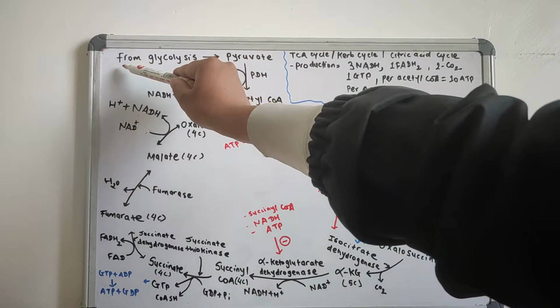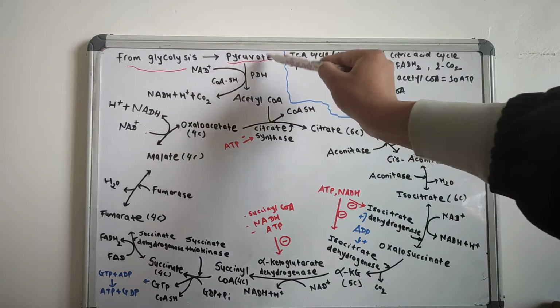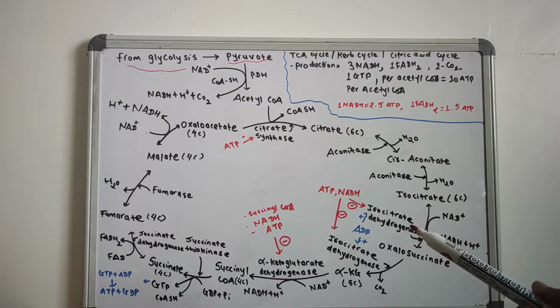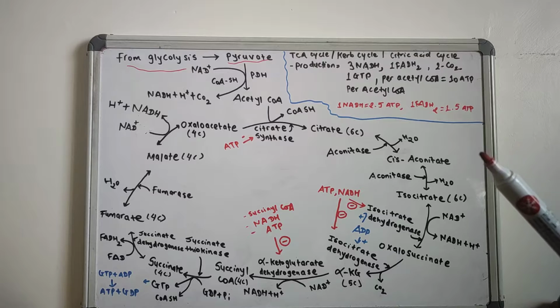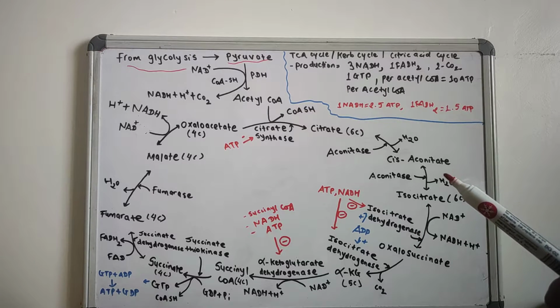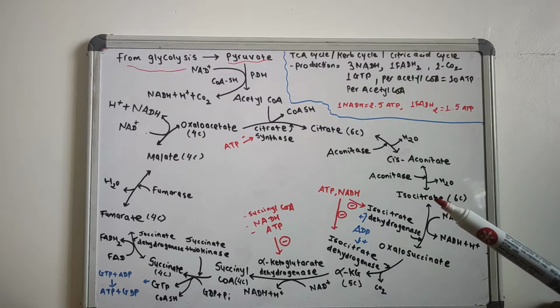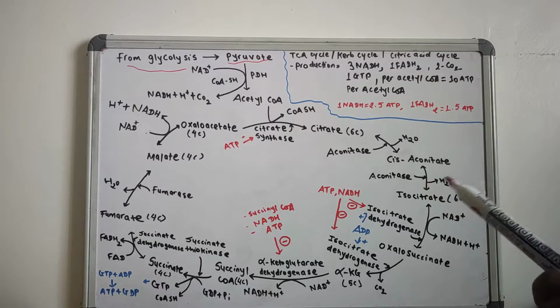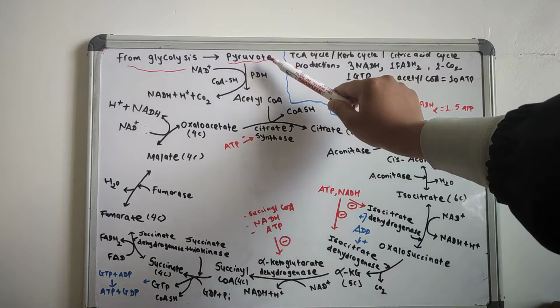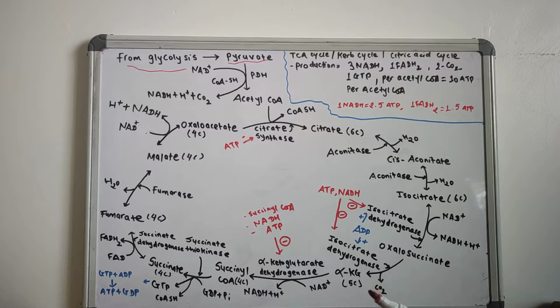From glycolysis, from the glucose molecule, pyruvate is formed. How is it formed? I want you to read the details about glycolysis. If you don't know that, I request you to read how the glucose molecule is converted to pyruvate by the process called glycolysis, and the pyruvate is converted to acetyl coenzyme A by the pyruvate dehydrogenase enzyme complex.